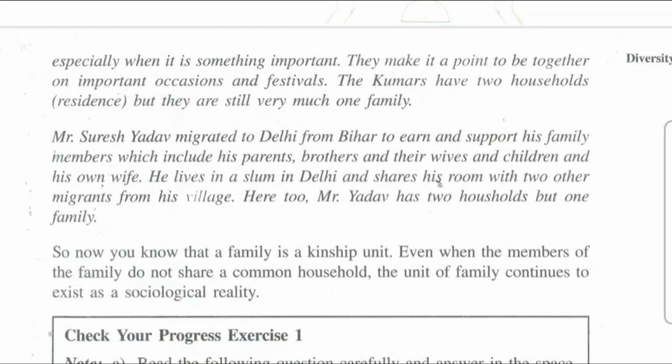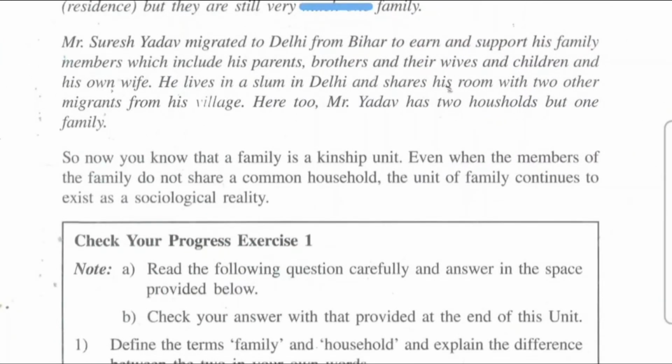Mr. Suresh Yadav migrated to Delhi from Bihar to earn and support his family members, which include his parents, brothers and their wives and children, and his own wife. He lives in a slum in Delhi and shares his room with two other migrants from his village. Here, too, Mr. Yadav has two households but one family. So now you know that a family is a kinship unit.